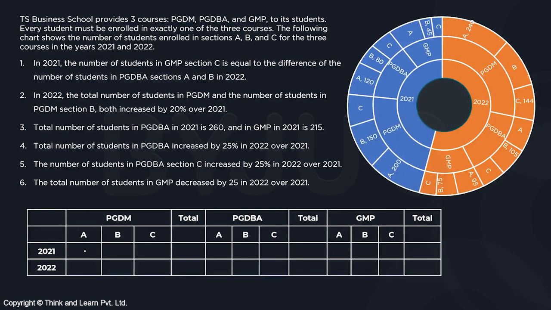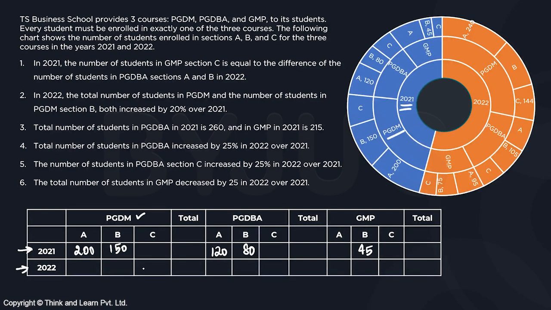Let's start filling in the values. We are talking about the year 2021. Let's fill this first row first. For 2021, let's look at PGDBM now. In this, we know the value in section A is 200, that in B is 150. For C, we don't know that. Okay, let's look at PGDBA now. In this, A is 120, B is 80, C is not known. Within GMP, we don't know A, but we do know only B.